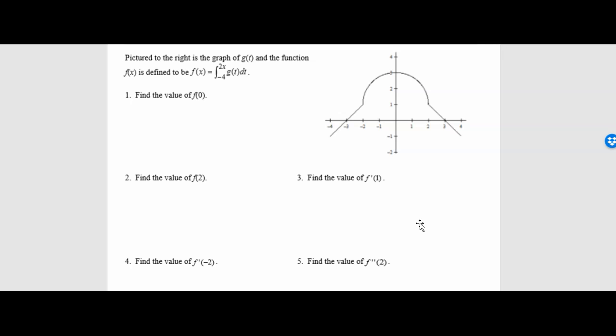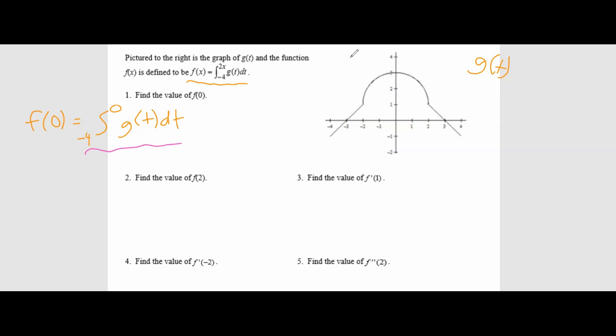Okay, so for number 1, it says, find the value of f of 0. Well, I am given a graph of g of t, and it's said that f of x is represented by the integral from -4 to 2x of g of t dt. So for f of 0, well, that just means I'm substituting in 0. So I get the integral from -4 to 2 times 0, which is 0, of g of t dt. I don't know the function for g of t in algebraic form. I just know the graph.